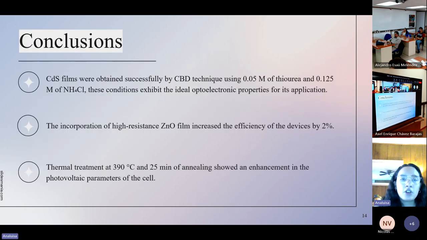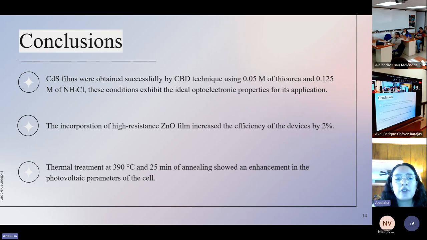And for the conclusions, we have that the CdS films were obtained successfully, varying the concentration of precursors, and the concentrations that give the ideal properties were 0.05 molar of urea and 0.125 molar of ammonium chloride.